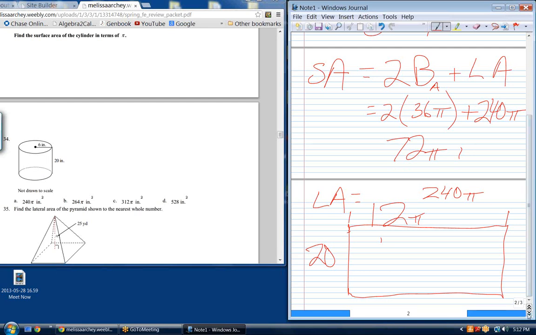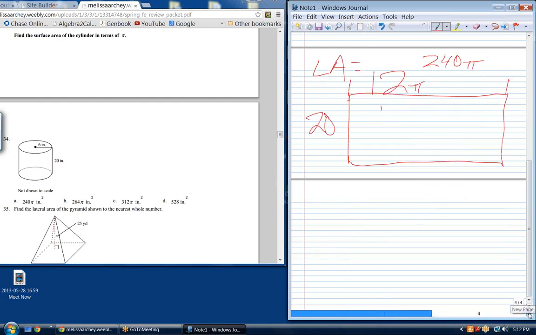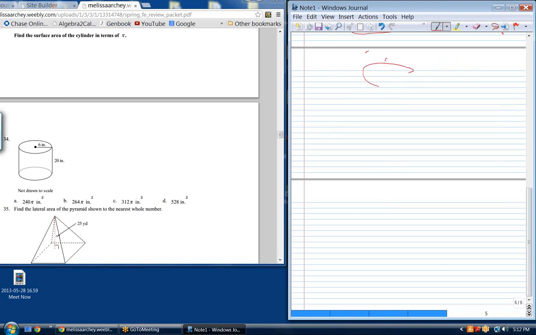Let me do another one. Let's do a drill, because we don't want you to miss this problem. I'm going to give you another problem. Radius is 5. This is a beer can. The height is 10. What's the total surface area?